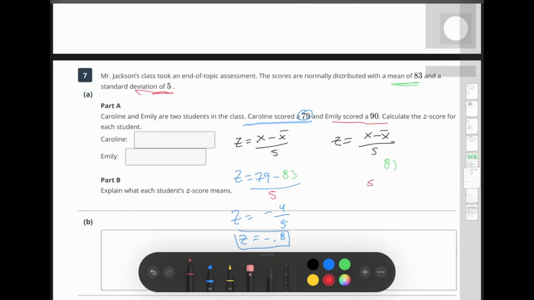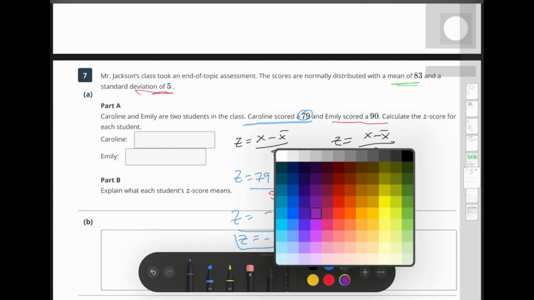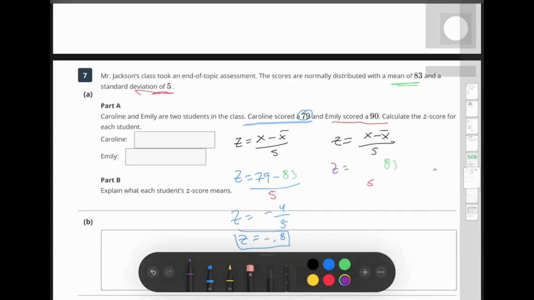Okay, over here we have Emily. Z equals 90 minus 83 divided by 5. So you will get 7/5, which is 1.4.